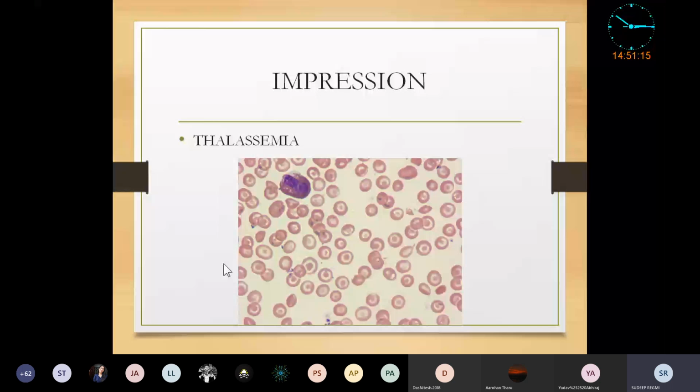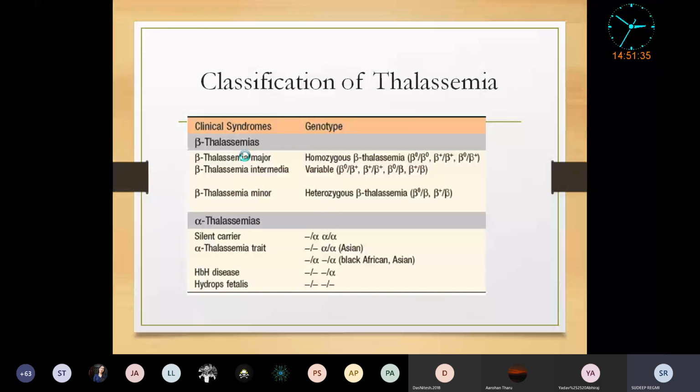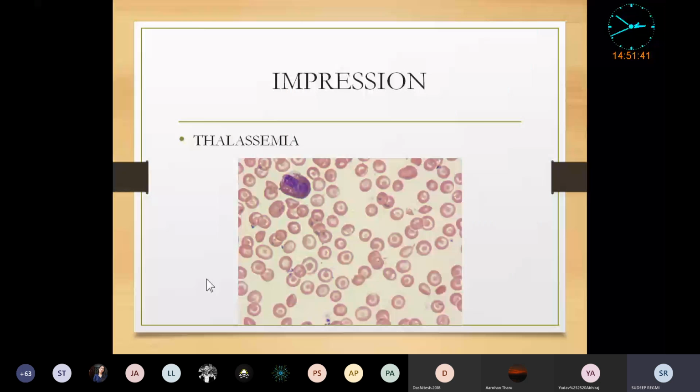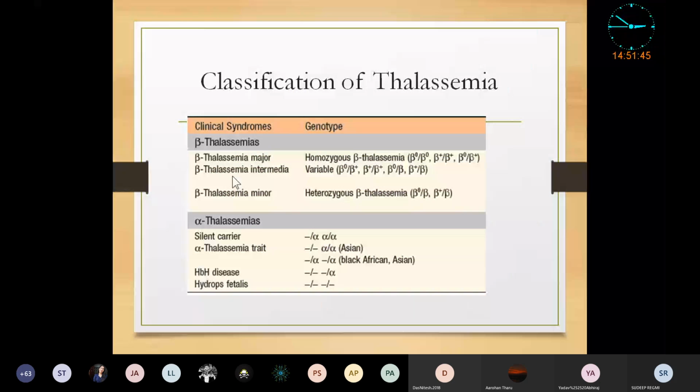So here, for your reference, see the peripheral blood smear. Here you can see these are the target cells. These all are the target cells. So this is of a thalassemia. So here the next question is, how do you classify the disease? It is asking about classifying the thalassemia, types of thalassemia. Classification of thalassemia, anyone?